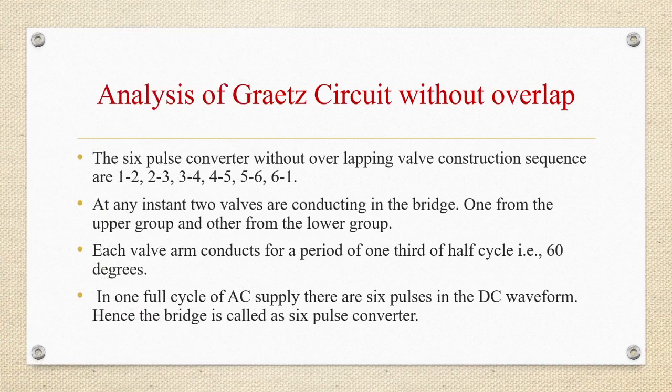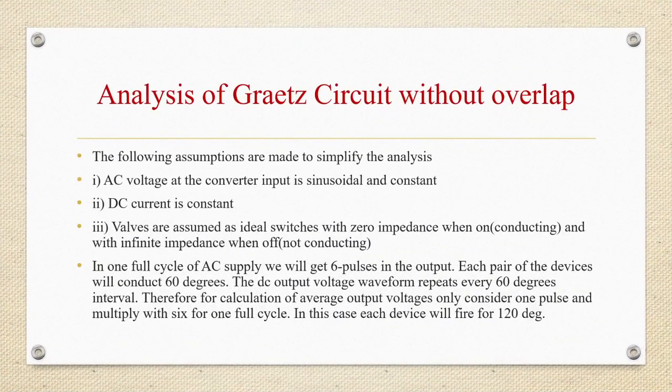Then without overlap we are seeing. Without overlap means we have made the assumptions here: AC voltage at the converter input is sinusoidal and constant, and DC current is constant. Valves are assumed as ideal switches with zero impedance when conducting and infinite impedance when not conducting.